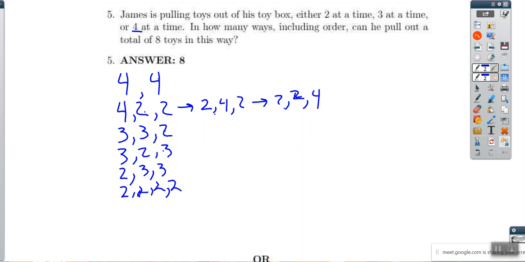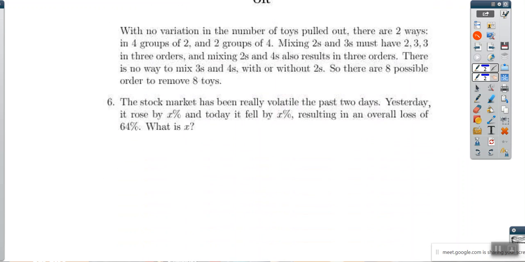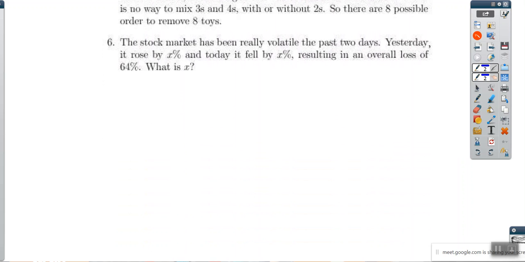All right. So this next problem is actually kind of counterintuitive. So here's the thing. The stock market has been really volatile in the past 2 days. Yesterday it rose by X%, and today it fell by X%, resulting in an overall loss of 64%. What is X?